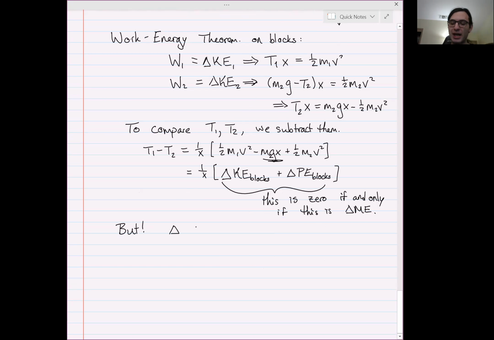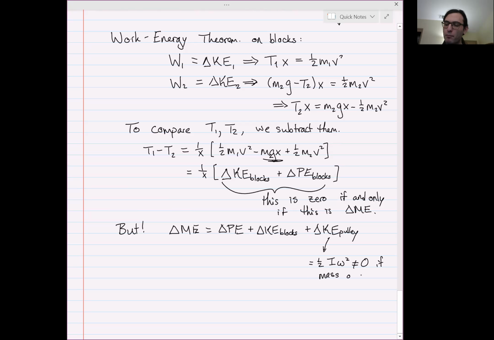However, the total change of the mechanical energy of the system is equal to the change of potential energy of the system plus the change of kinetic energy of the blocks, plus an important point that we left out, the change in kinetic energy of the pulley. Because the pulley has mass, there is rotational kinetic energy associated with its rotation. And this term here is equal to 1/2 I omega squared, and that's not 0 if the mass of the pulley is not 0. And that's the important point here.